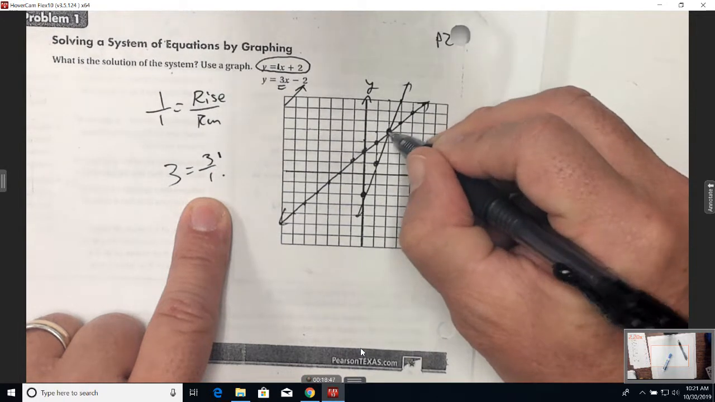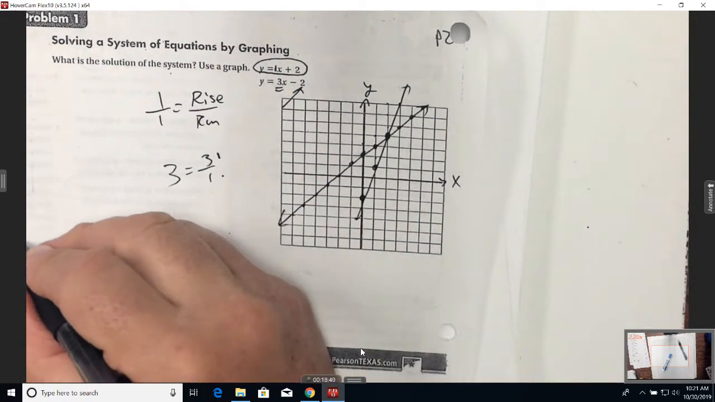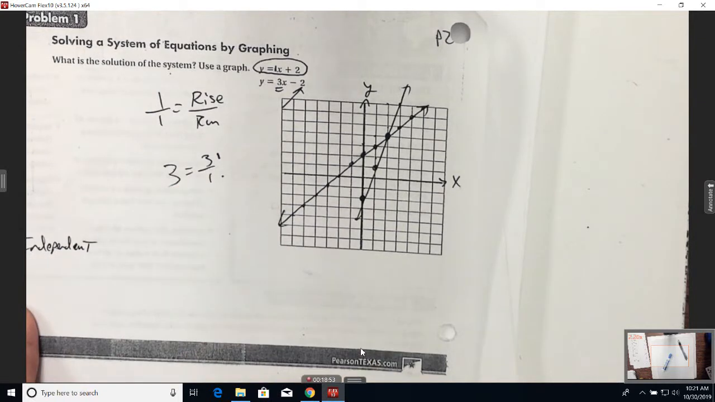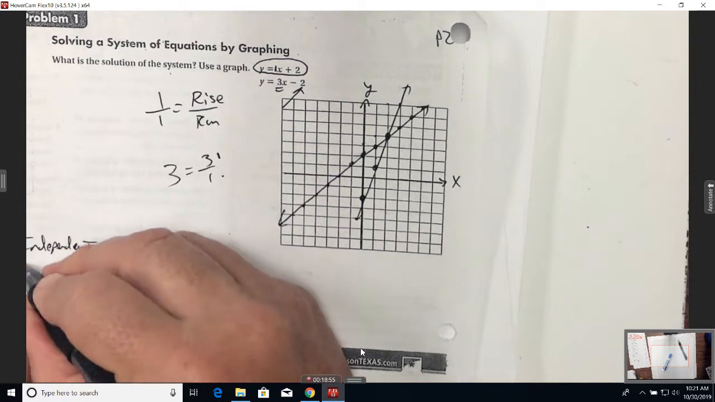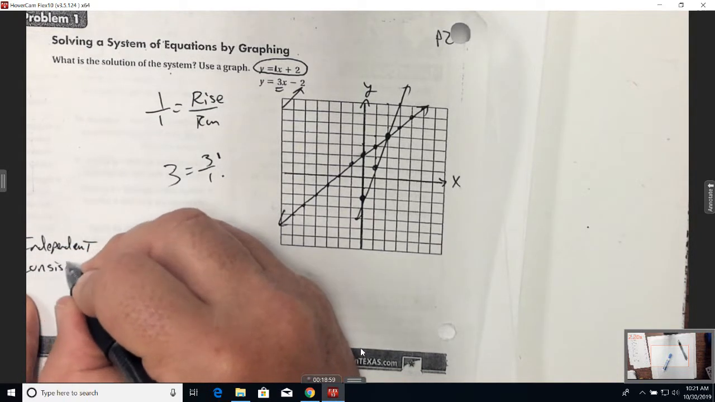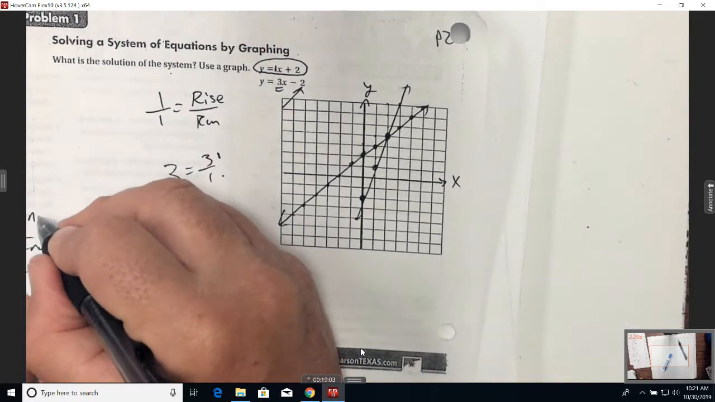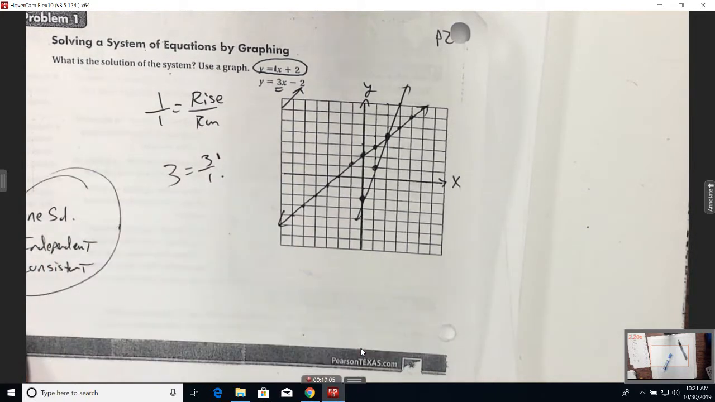Right there. So that is independent. Why is it independent? Because there's one solution. And it's what type of a system? Consistent. It's a consistent, independent system, which means that there's going to be one solution.